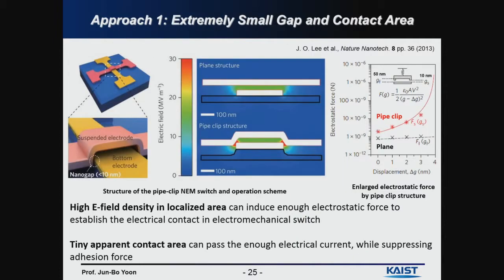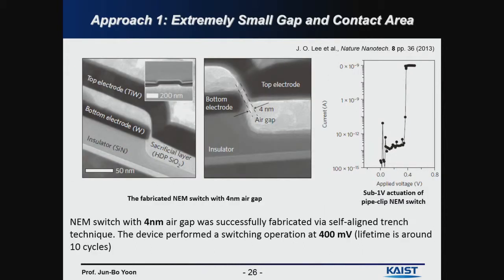One thing is that we can use an extremely small gap in the contact area. This is a normal two-plate system, and this is like a pipe clip system. We have a very small gap here, but this can govern the actuation. That's what we found in this unique structure. The electric field is confined in this local area and can produce a large enough force to actuate this beam. And also the contact area is very tiny, so we can suppress the adhesion force. So we don't need any detaching electrode. This is what we've done.